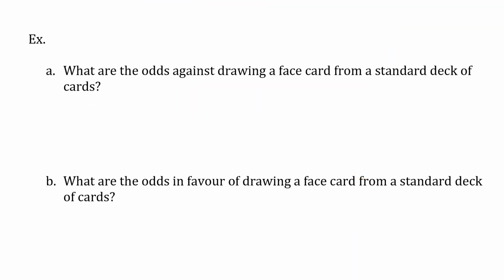So example number 2: what are the odds against drawing a face card from a standard deck of cards? I think a lot of people have different definitions, and I'm sure that in certain situations they're all valid, but just for the sake of this, I'm going to say a face card is Jack, Queen, King. Some people say Ace too, but let's just assume Jack, Queen, and King for the face card. And then part B: what are the odds in favor?